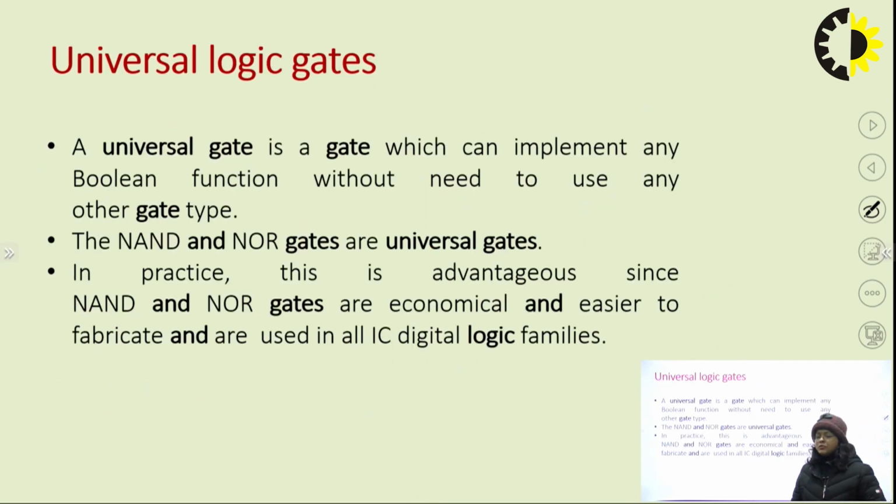Moving towards our universal gates. A universal gate is a gate which can be used to implement any Boolean function. That's why these are called universal, because any type of Boolean expression or any other gate can be implemented using a universal gate. Universal gates are basically of 2 types, NAND and NOR. Opposite of AND is called NAND and opposite of OR is called NOR.